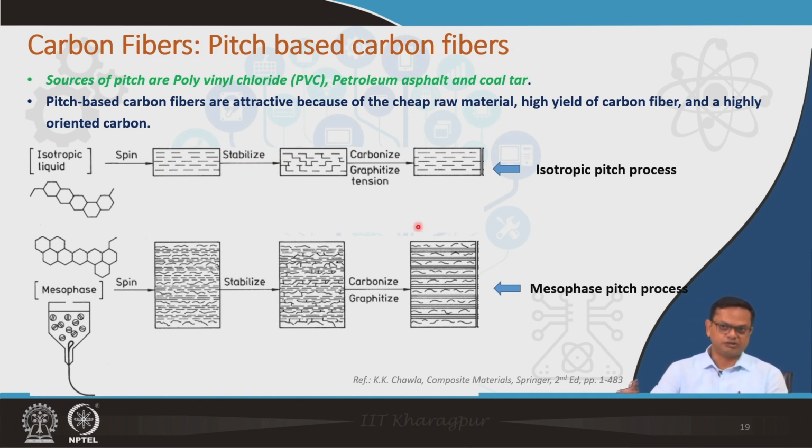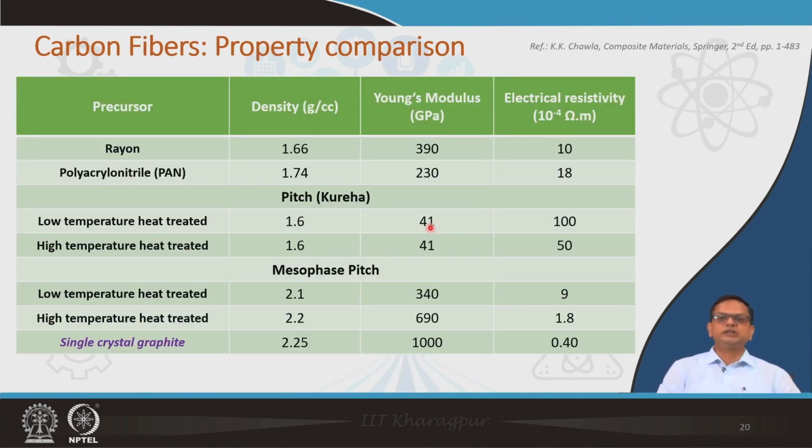So, I am not going into details of all these things, because already I have discussed the 4 stages. Now, let us quickly look at the properties. What you see here is that there are 2 affecting parameters. One is the precursor material, and then the temperature at which the carbonization and graphitization was done.